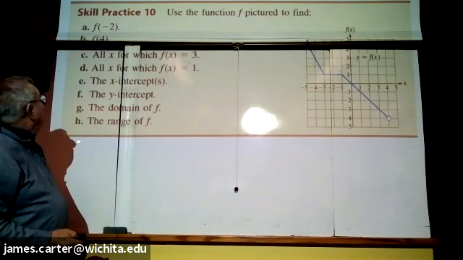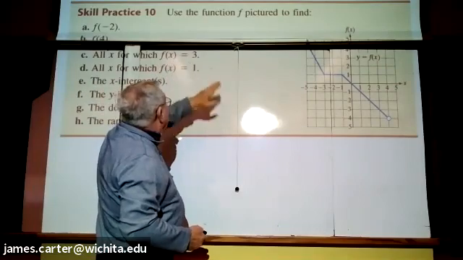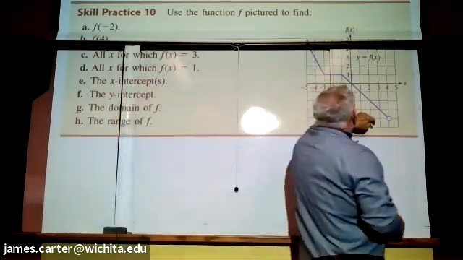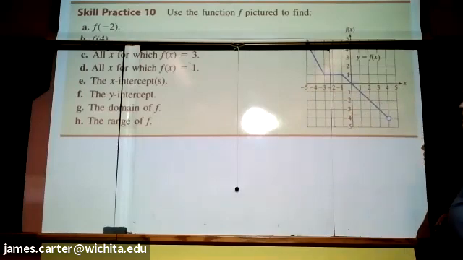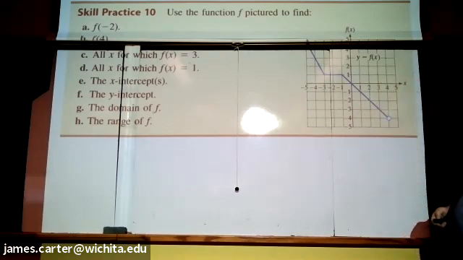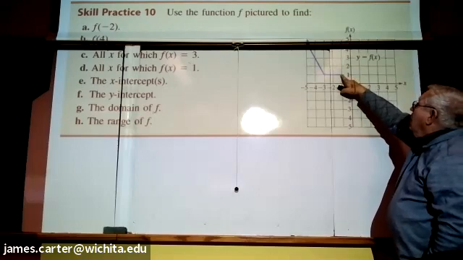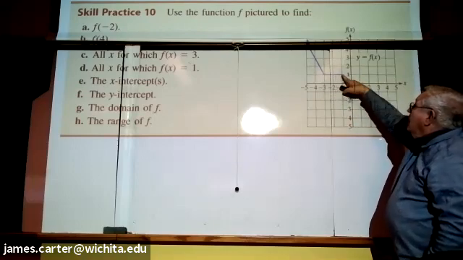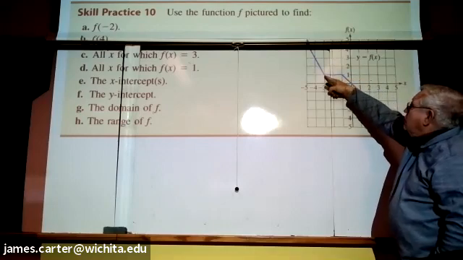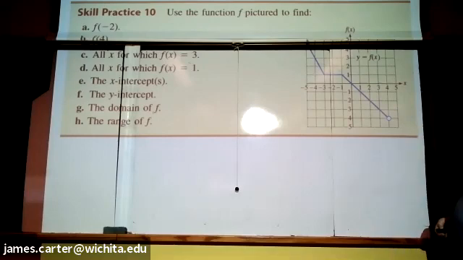Okay. Find all x values for which y is 3. So if y is 3, okay, what do we have? Well, the answer is the empty set. All x's for which y is 1. Okay, if y is 1, we have the set containing -1, -2, and -3. Or in interval notation, from 1 to 3, or -3 to -1.